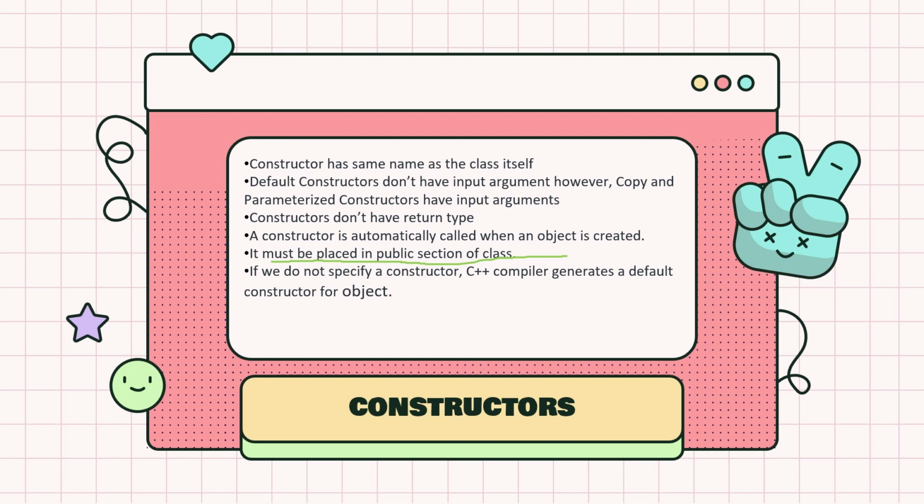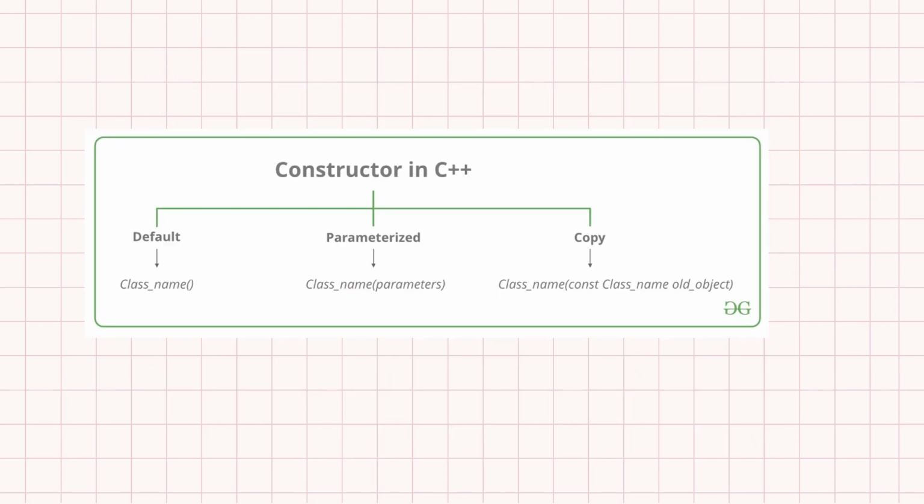Now we have to move forward. The default constructor does not take any input argument, and the parameterized constructor has parameters, like an input argument. Similarly, the copy constructor takes a reference to an input argument. We are not taking it in the form of a direct call like int a.